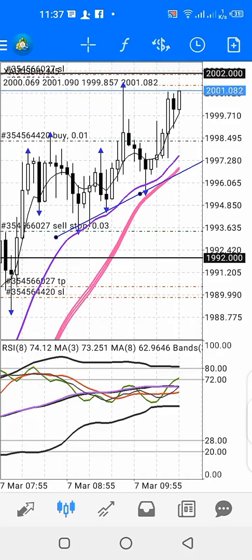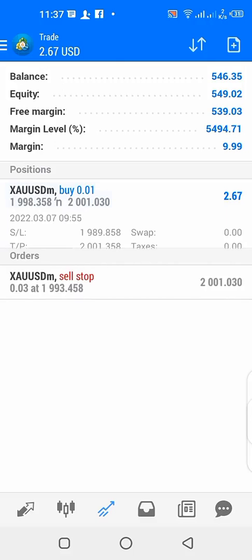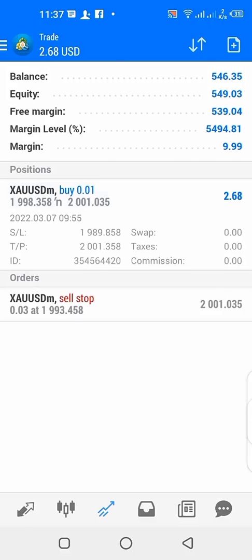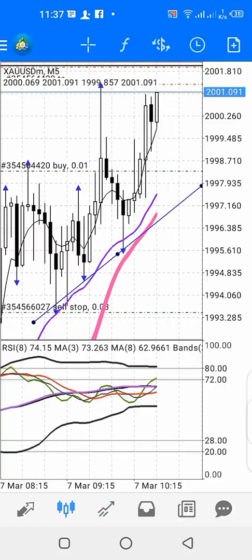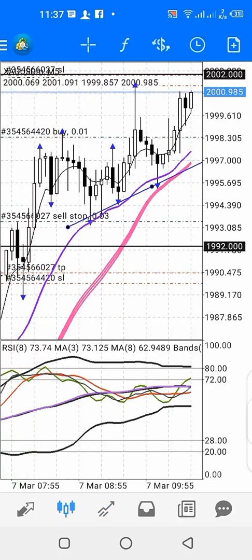Don't forget the psychological level at the 2 mark, which is 2002. The next level above it is 2012. Below it is 1000. Okay, price is about to trigger my take profit. The next level below is 1992. The next psychological level below it is 1982.